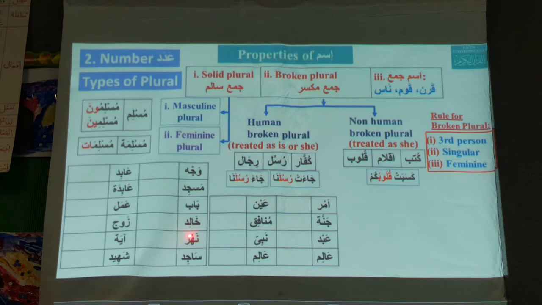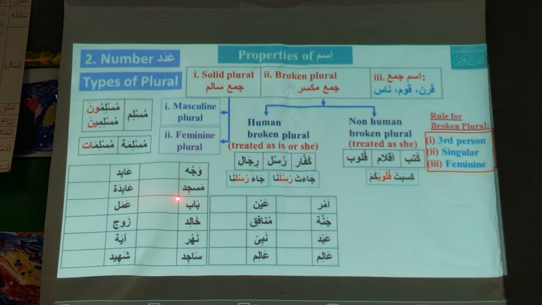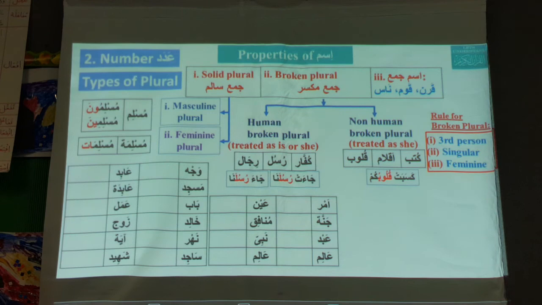Now, Khalid. What is the plural of Khalid? Khalidun, Khalidin. So is it a solid plural or broken plural? Solid. Why solid? Because un or in is coming at the end, Khalidun, Khalidin. Khalid is the one who lives forever.